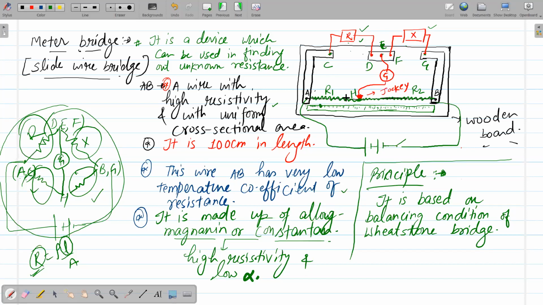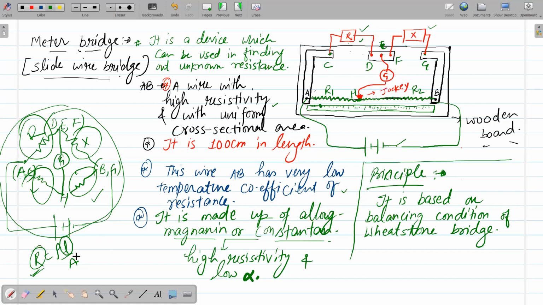And by sliding this jockey over the wire, we try to get the balancing condition. How would we come to know about the balancing condition? By observing the galvanometer reading. Because as soon as you get this ratio balanced, the galvanometer will start giving zero deflection. So this is the point.